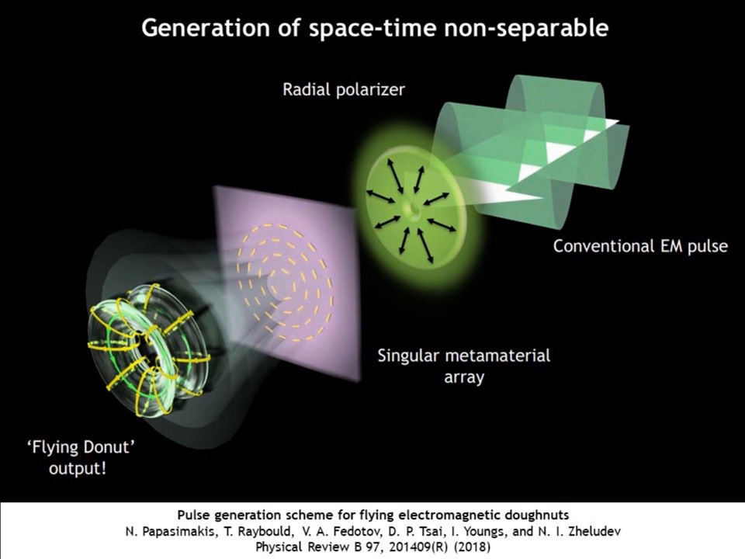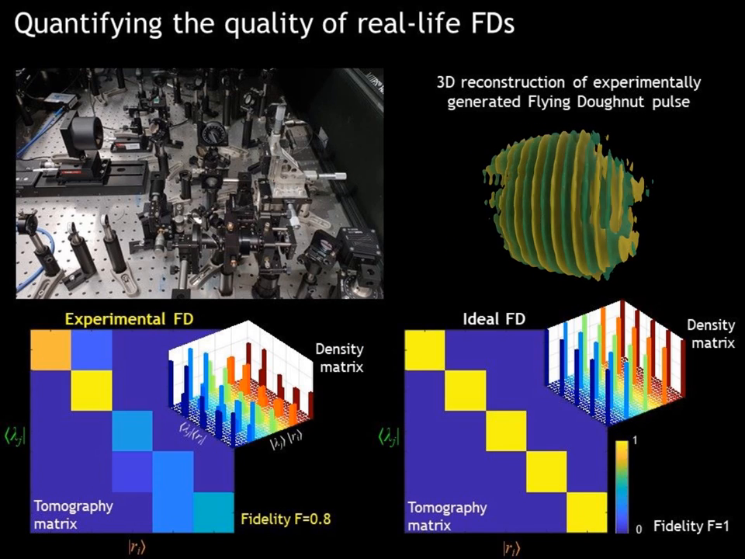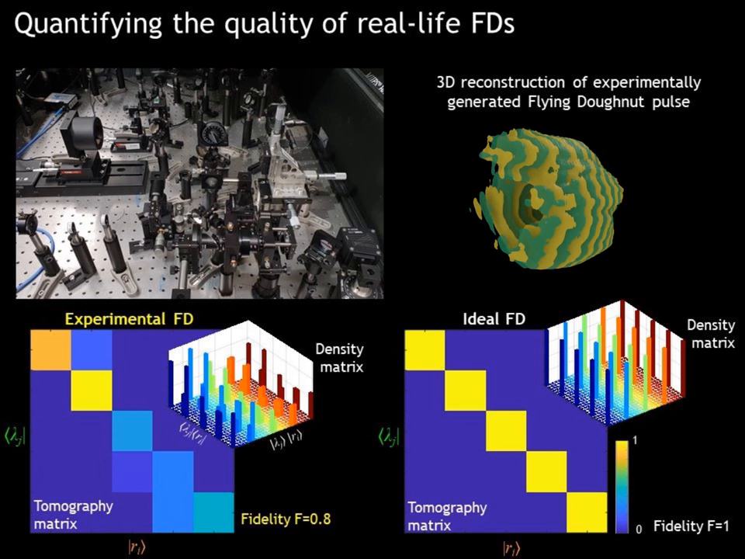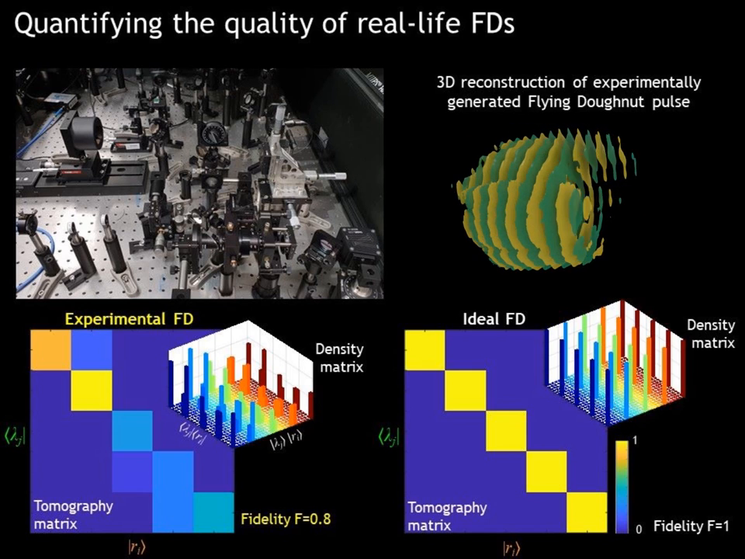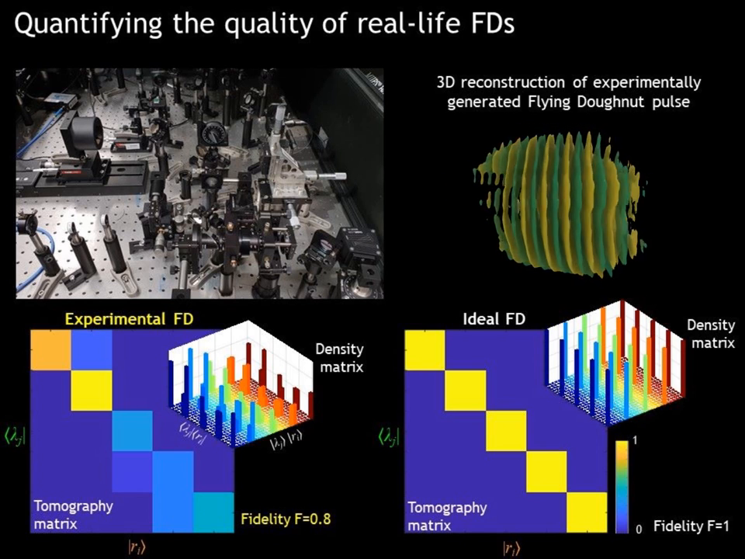Such a spacetime non-separable pulse can be generated by a singular metamaterial array, a singular metal surface. We just need a conventional planar wave and convert it into a radially polarized light by a radial polarizer, and then convert the radially polarized pulse into the flying donut by our designed singular metal surface. We measured our experimentally generated flying donut pulse with a fidelity of 0.8, so we can argue our experimental flying donut pulse has a very good quality.